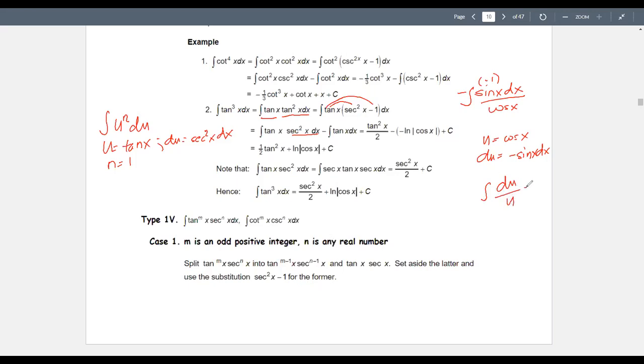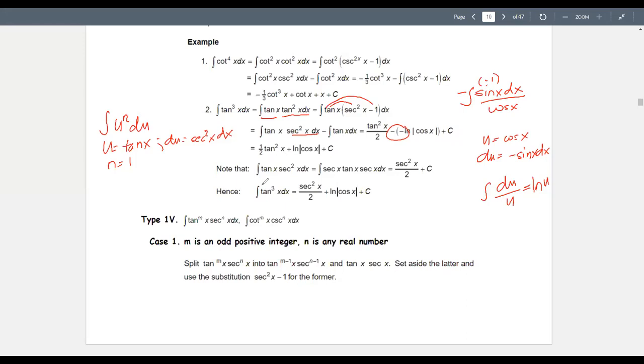So this will yield what? Under technique number 1, techniques of integration, trigonometric, this will yield the natural logarithmic function, the ln of u. In our case, our u is cosine. So you have minus ln of cosine of x. So minus minus becomes plus ln of cosine of x plus c. Do you get it?